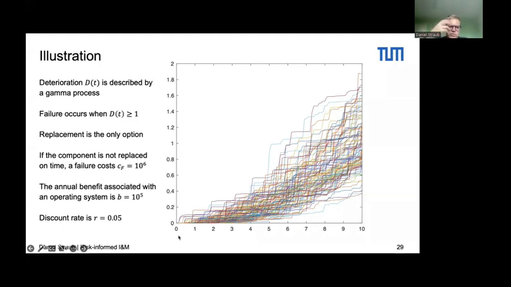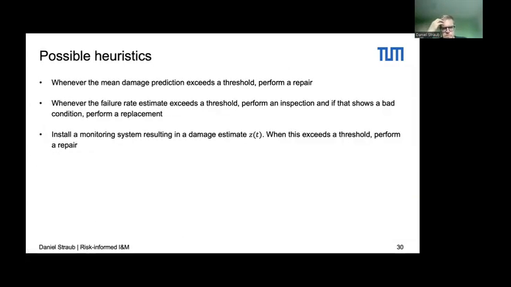Now, you could think of different heuristics. Just three of them are mentioned here. For example, whenever the predicted mean damage exceeds a threshold, perform a repair. Whenever the failure rate estimate exceeds a threshold, perform an inspection, and if that shows bad condition, perform a replacement. So different things are possible.